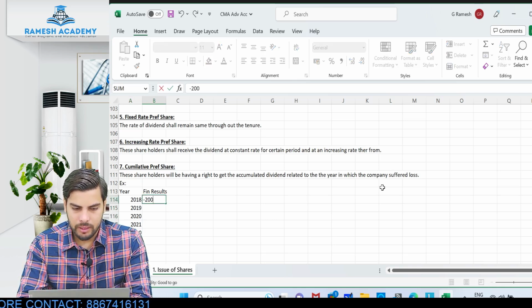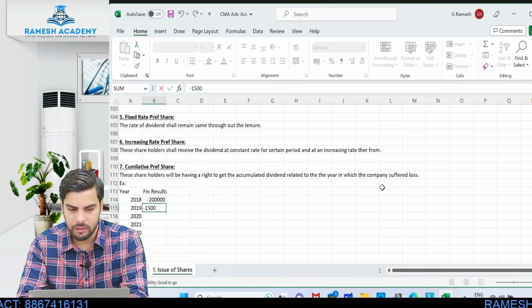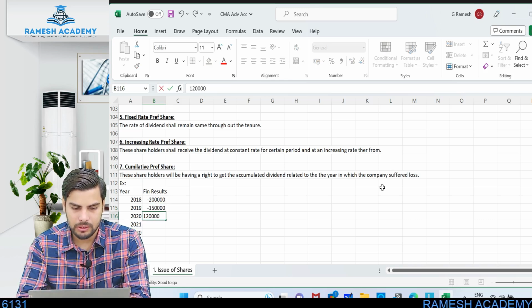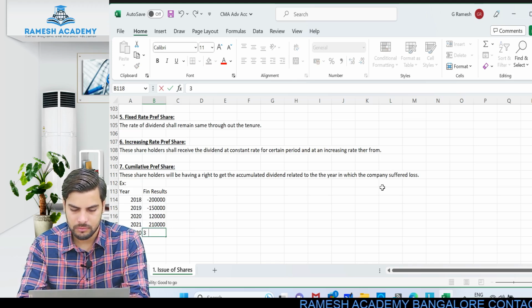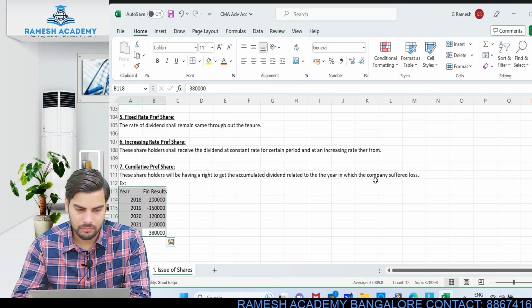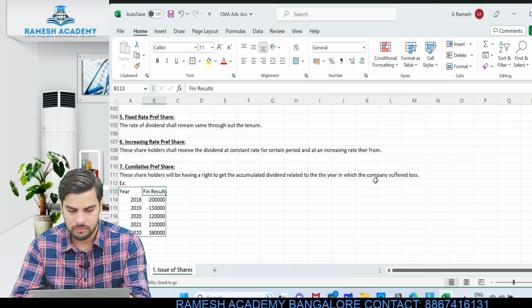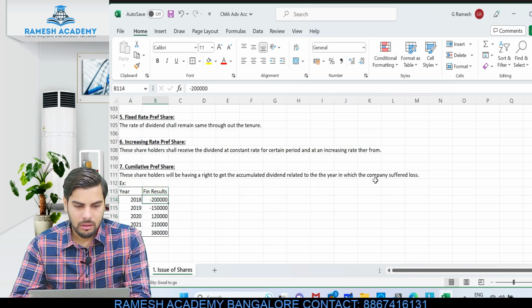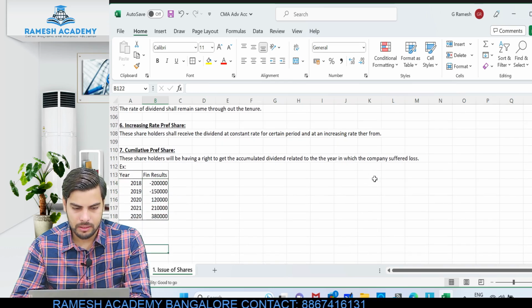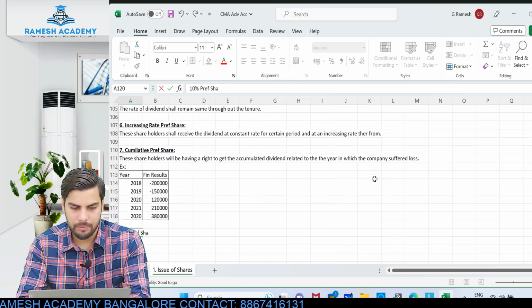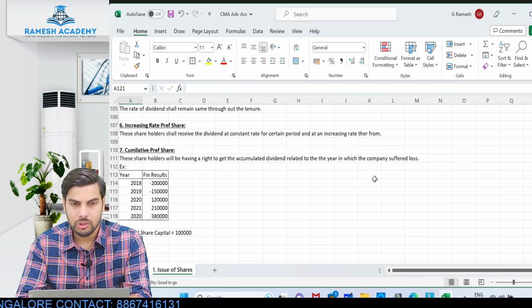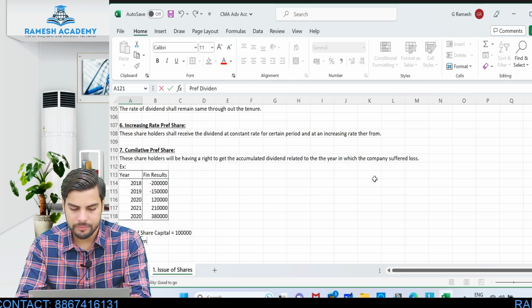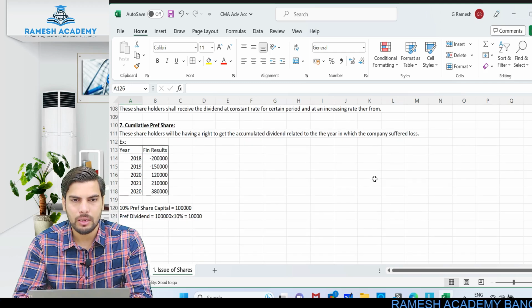Let's say here the company made a loss of 2 lakh, here a loss of 1 lakh 50, then a profit of 1 lakh 20,000, then 2 lakh 10. Now let me explain this. We have 10% preference share capital, which is, let's say, 1 lakh. So how much would be the dividend we need to pay? The preferential dividend is 1 lakh into 10%, that would be 10,000.